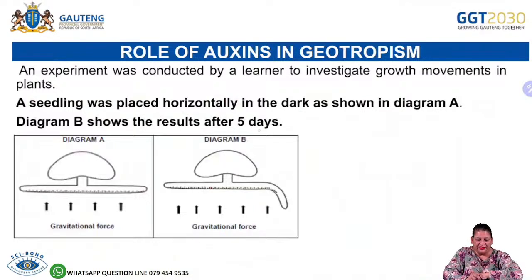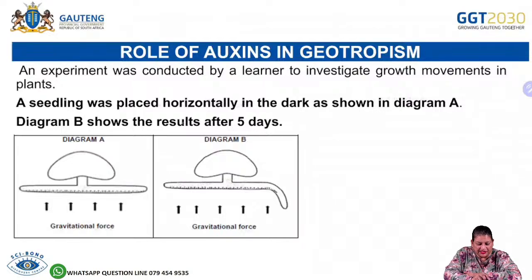Horizontally means lying flat in the dark, so there's no light, as shown in diagram A. So here's your bean seedling. Remember that there's two parts, a plumule and a radicle. Now how will you know which is the plumule? Remember, plumule always forms the stem, radicles always grow down to form the root. You can see here the stimulus is the gravitational force. So a seedling was placed horizontally, not vertically, not upright, in the dark, as shown in diagram A.